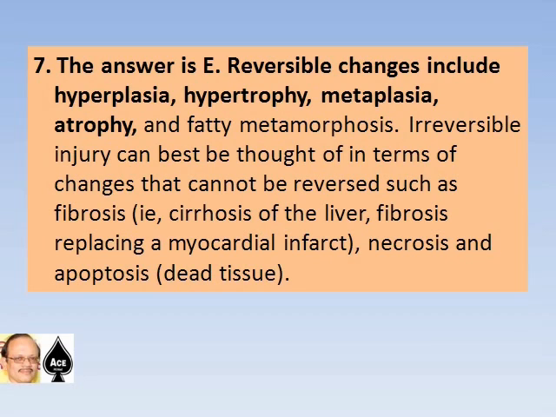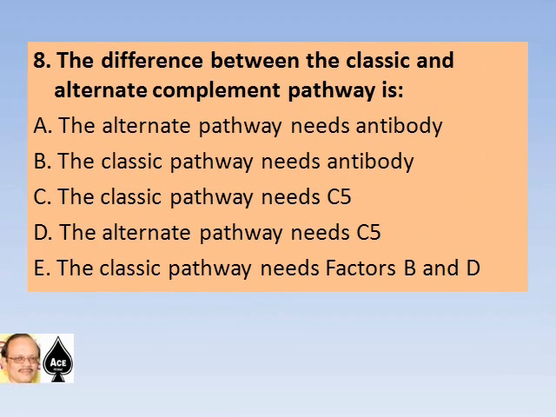Reversible injury can best be thought of in terms of changes that cannot be reversed, such as fibrosis, cirrhosis of the liver, fibrosis replacing myocardial infarction, necrosis and apoptosis, which are dead tissues.